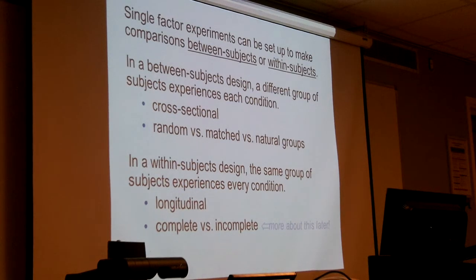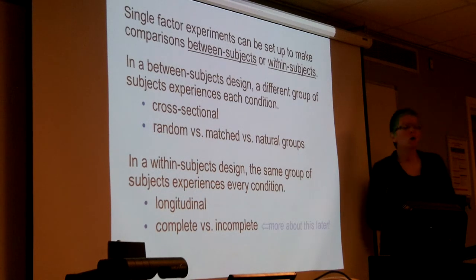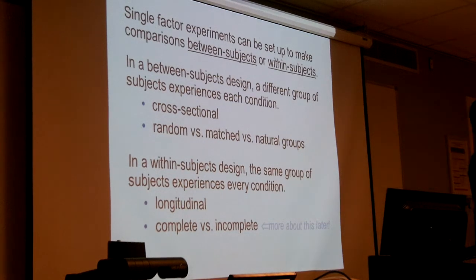Now, we break up between subjects designs into different categories. You can have a random groups design, matched groups design, or a natural groups design. We're going to talk about how those three different types of designs differ from one another. We divide within subjects designs into two general categories, complete designs and incomplete designs, and we're going to talk about how those are different too.